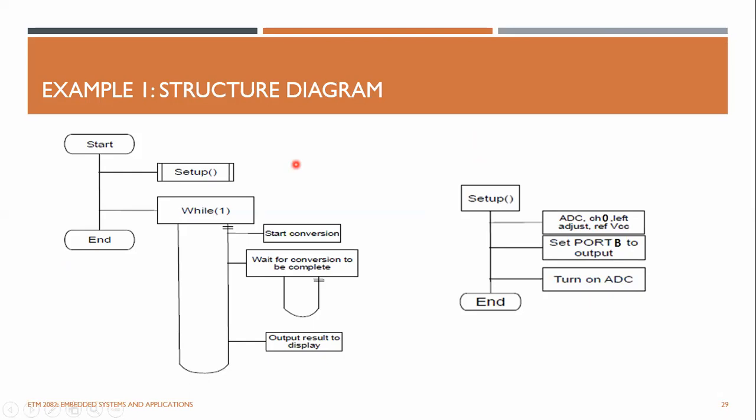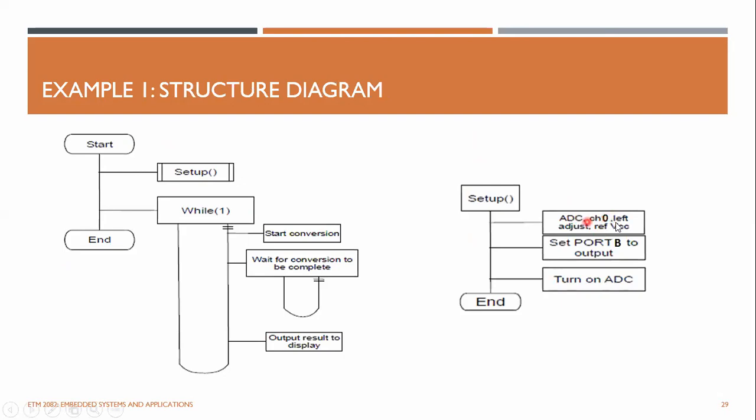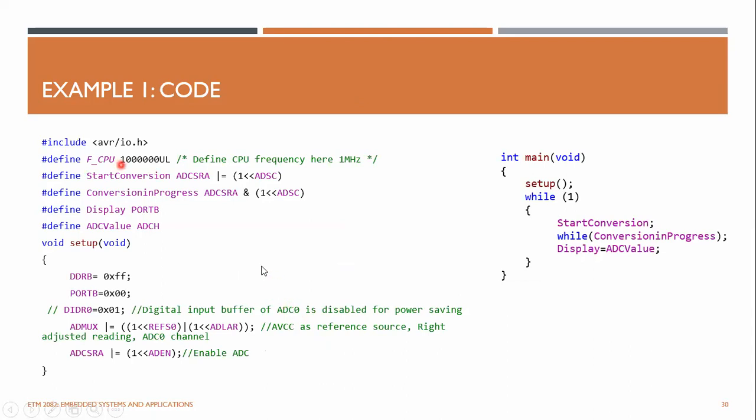Okay, this is your structure diagram for this code. First you need to do the setup. In the setup, you select the required channel 0, and reference to AVCC, and set port B as output to display your digital reading, and then turn on the ADC. That is your setup, and then you are running a while loop. You start the conversion and wait until the conversion is done, and then get the results and display on port B. So this is the code for that.